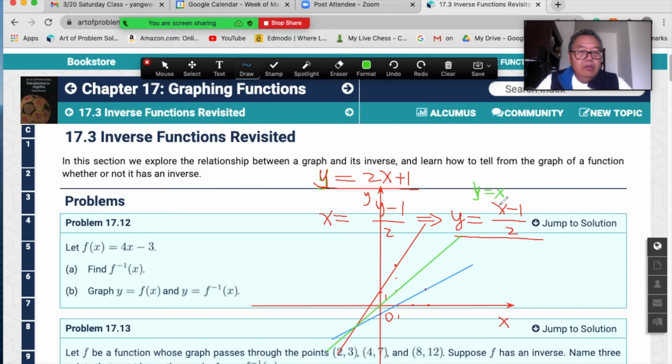And to calculate the inverse function, you just solve x in terms of y. After that, you switch the x with y. Then you get the inverse function.